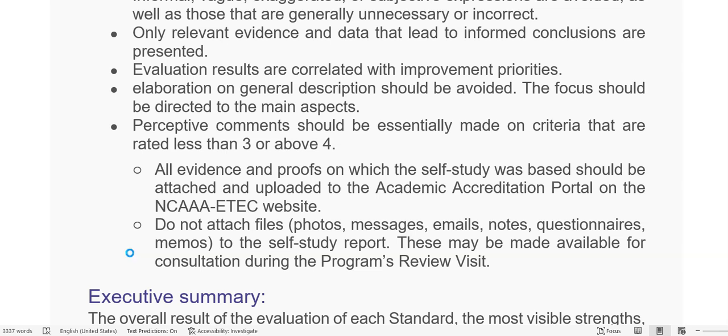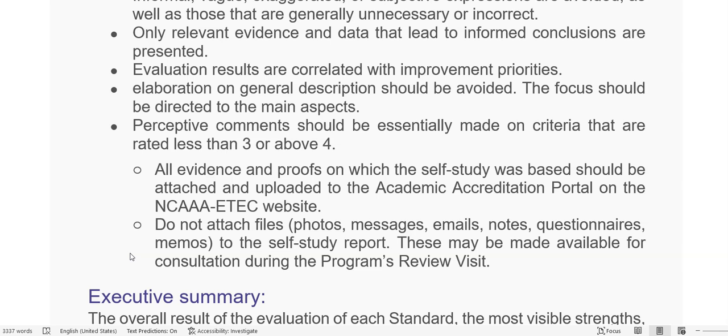We have a good advising, and it is one of the best advising in all of the world, or something like this. Talk specifically about the main aspects, which will be better, and it will be less written material and will be understood directly by the evaluator. Perspective comments should be essentially made on criteria that are rated less than 3 or above 4.